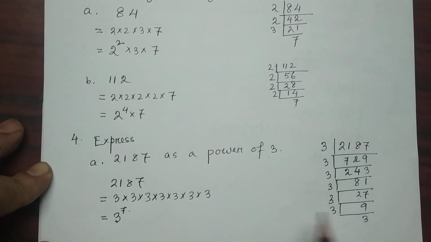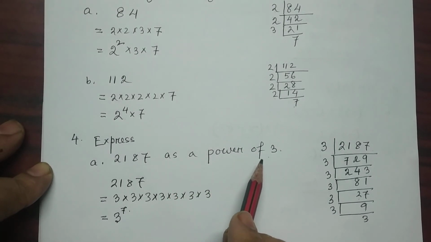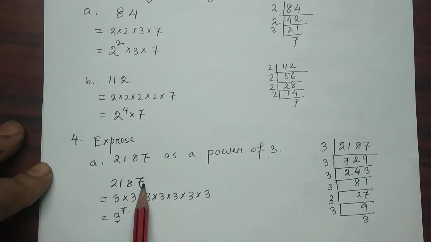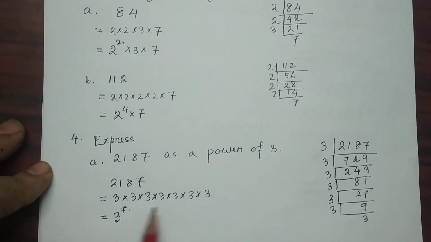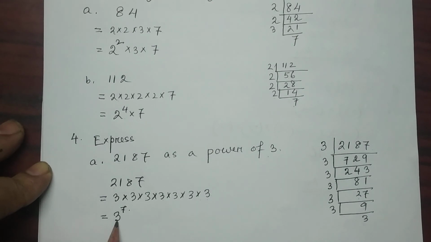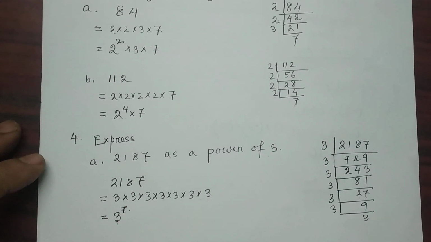We have to express as a product of power of 3. That's why if we factorize, then 3 how many times? 7 times. That's why 7 times we multiplied 3. That's why we write in exponential form, power form, what? 3 to the power 7. Why we write 3 to the power 7? Because 3 is multiplied how many times? 7 times.